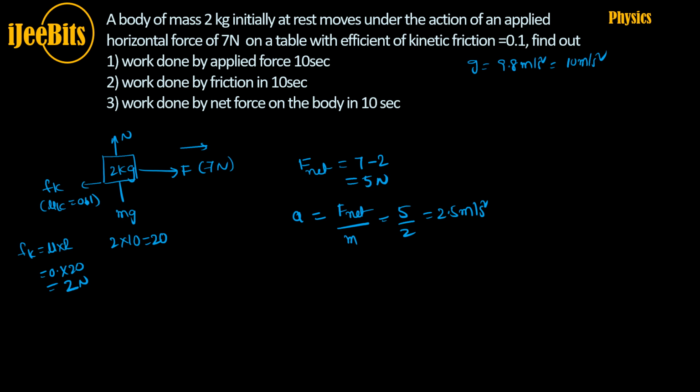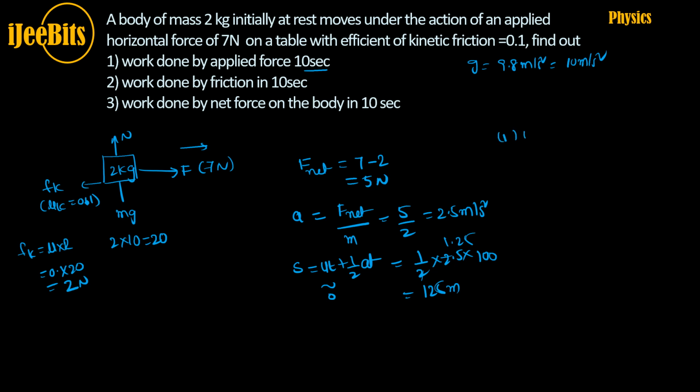So good. Now, given the data, you should be able to solve the problems. How do you get S here? S equals ut plus half a t square, and initial velocity is 0, so half into acceleration 2.5 into time, 10 seconds squared, which is 100, right? That gives 1.25 into 100, which is nothing but 125 meters.